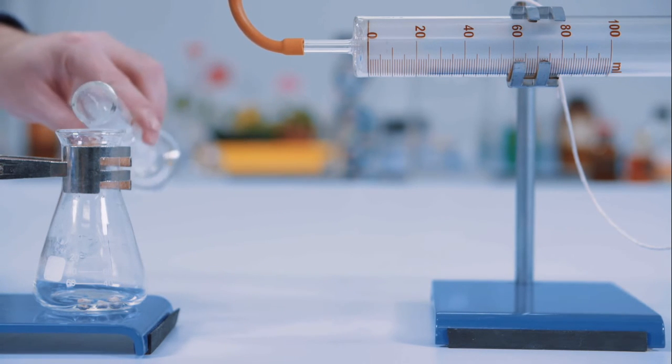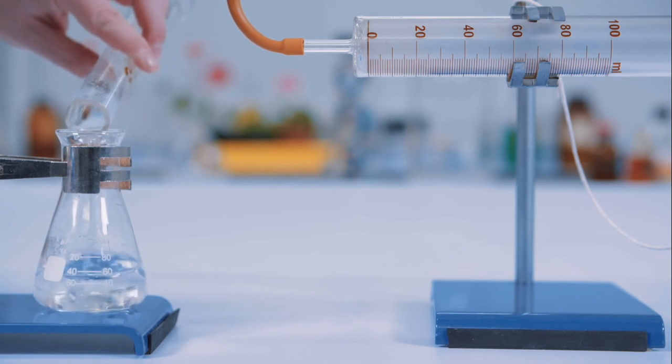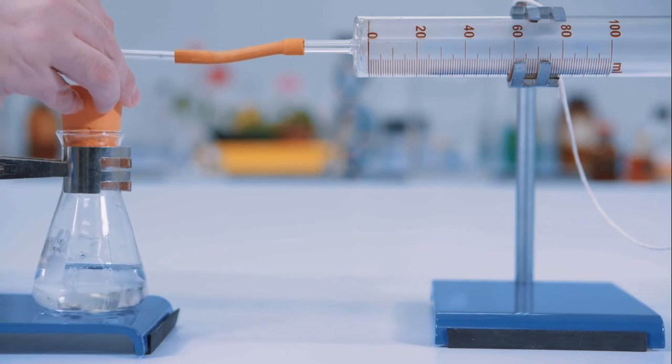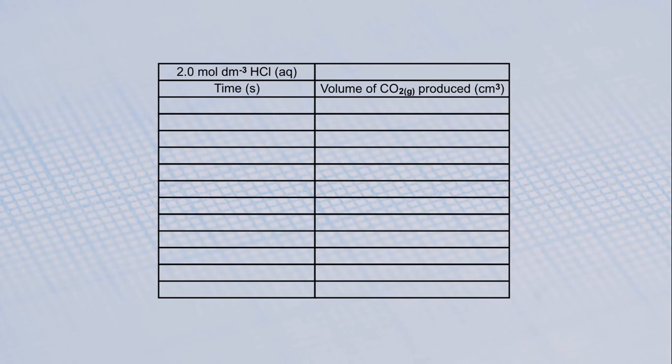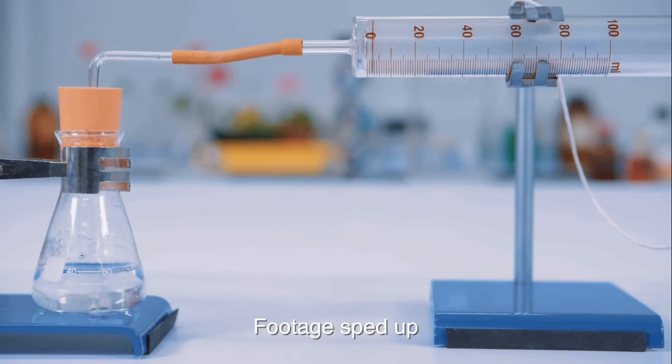Add the hydrochloric acid to the marble chips. Secure the bung, rotating it gently to ensure a firm fit. Start the stopwatch. Record the results in the results table.